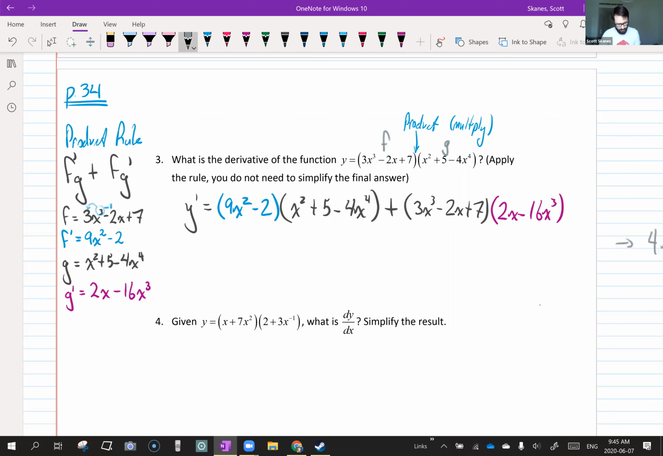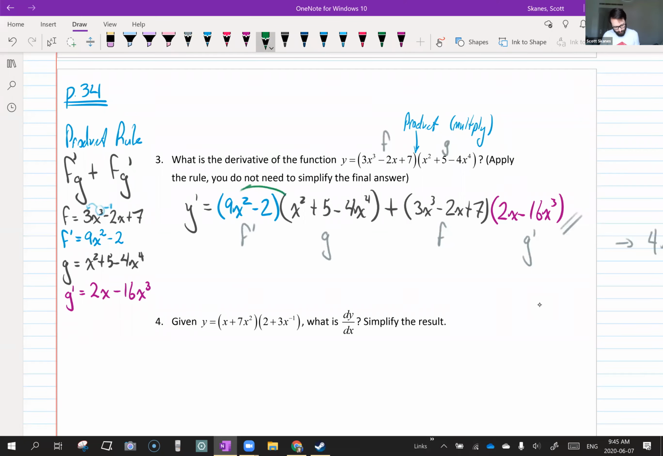Okay, and that's our final answer. Just in case you got lost, this is f prime, this is g. This is f, this is g prime. And finished. You don't need to expand that. We don't want to simplify because you would have to do a lot of work.